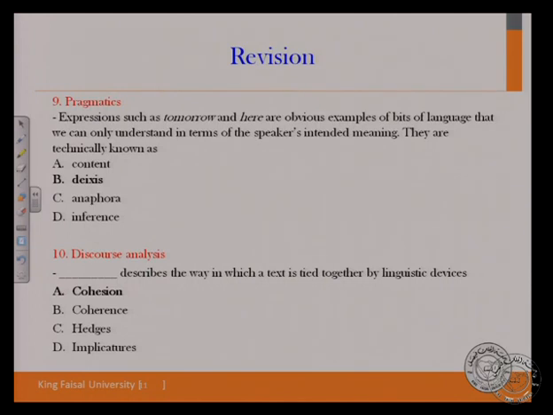In discourse analysis, we have a question as a sample. This question is a definition question. Here we have: describes the way in which a text is tied together by linguistic devices or tools. Here we have cohesion, coherence, hedges, or implicatures. And of course here the answer of this question is cohesion.